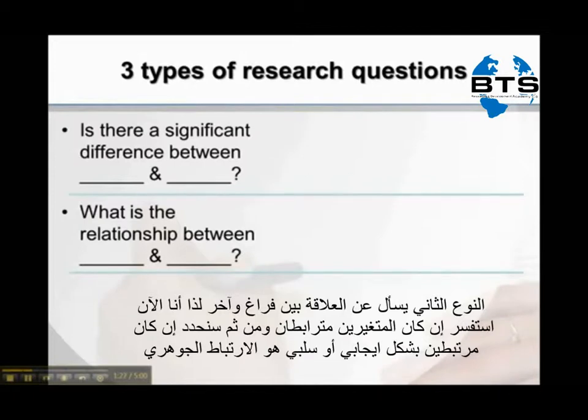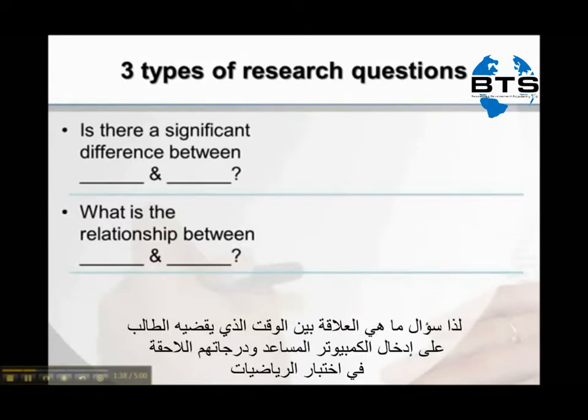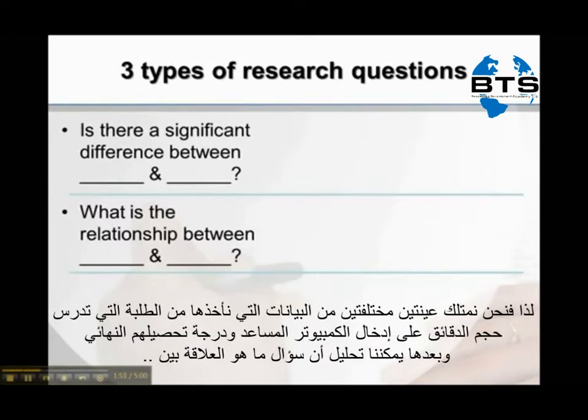The second type asks, what is the relationship between blank and blank? And so now I'm asking, between these two variables, are they correlated? And then we'll ultimately determine, are they correlated positively, negatively, is the correlation significant? So what's the relationship between the amount of time a student spends with a computer aided intervention and their subsequent scores on a math achievement test? And so we would have two different pieces of data that we would be pulling for those students in that study, the number of minutes on that computer aided intervention and then their ultimate achievement score, and then we can analyze that to ask what is the relationship between.